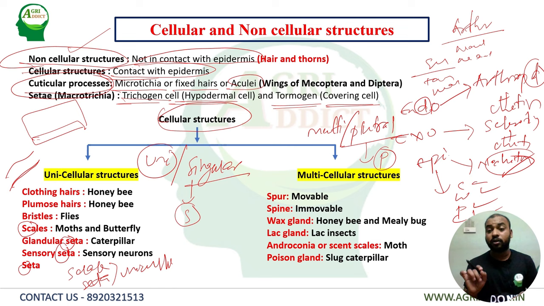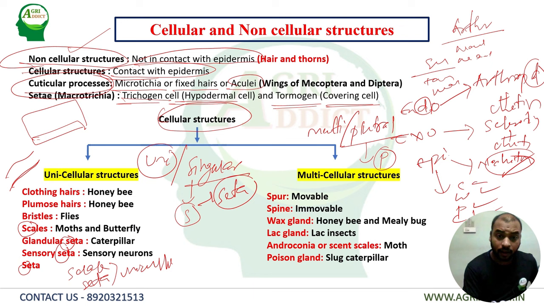Okay, any structure that moves very lightly, very smoothly, or very fast is called a unicellular structure. Your hair is there. If any wind comes, what will happen? The hair will flow nicely. Same thing with bristles. Many houseflies have some bristles. If wind comes, the bristle cell will vibrate and swing. So these hairs, bristles, and as I told you, singular means S, that means setae and scales, are unicellular in nature.